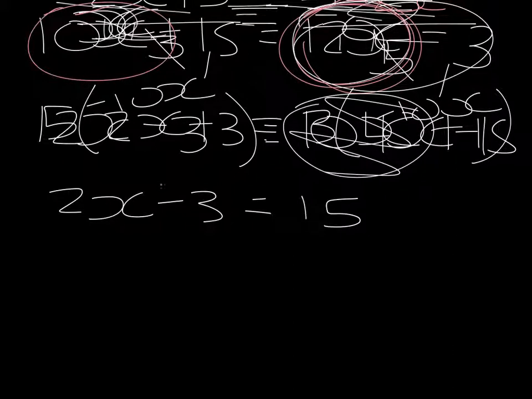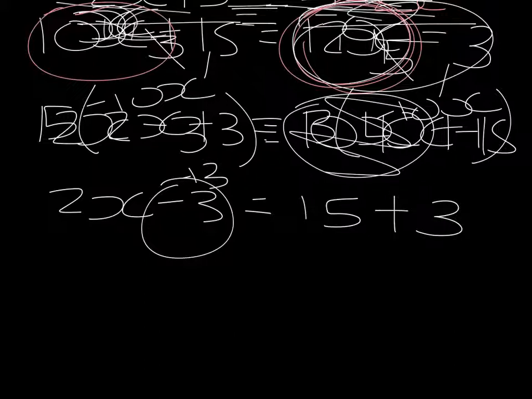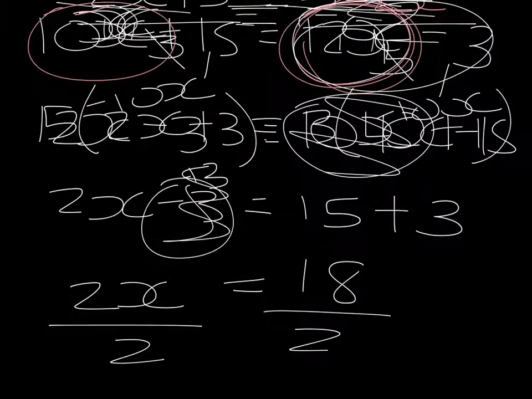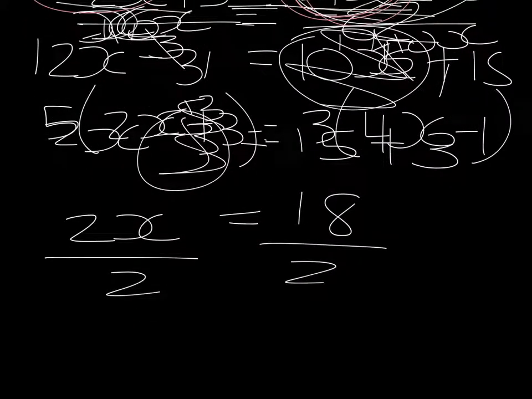Oh, we want to get rid of our negative 3. So we say plus 3 plus 3. So we've got rid of them. So we say 2x is equal to 15 plus 3 gives you 18 divided by 2. And that gives us x. 18 divided by 2 is 9. And x is equal to 9.